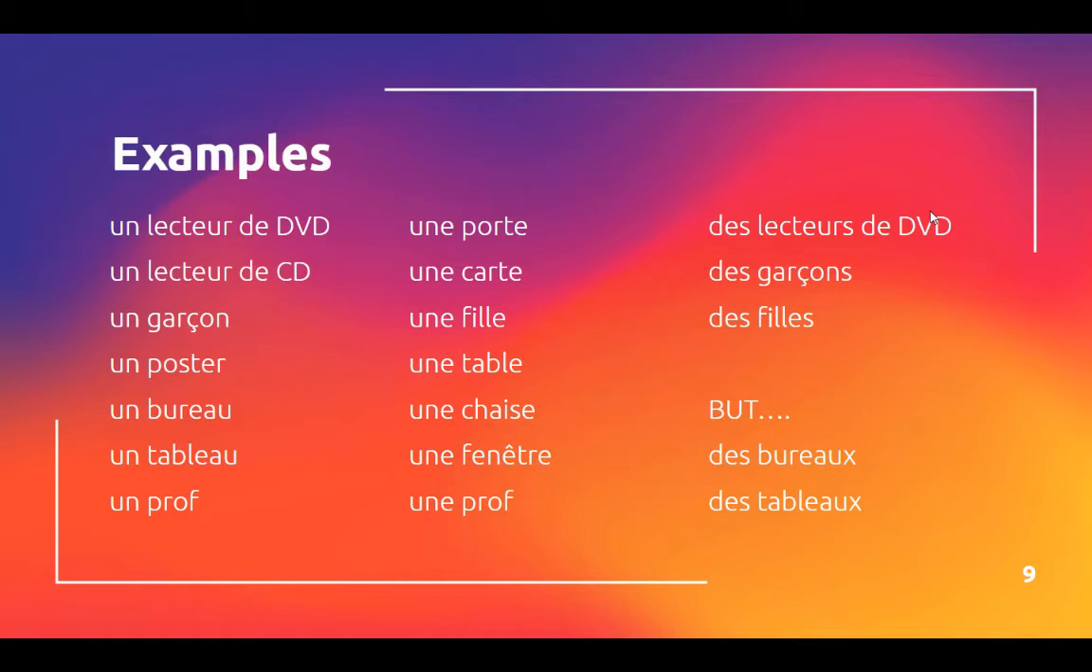Here are some examples of the ways that we use un and une. There are some ways that you can tell that an article or a noun is going to be masculine or feminine, but it takes a little bit of practice seeing them. For example, if you look on the masculine column where everything has un in front of it, you might notice a few similarities.